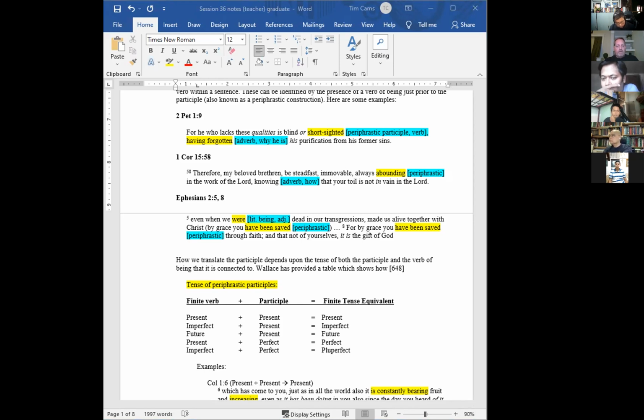How you translate it depends upon the combination of the finite verb of being and the participle. So if I have a present tense verb of being and a present tense participle, I translate it as a present tense verb. If I have an imperfect verb of being, I translate it as imperfect. If I have a future verb of being and a present tense participle, I translate it as future. If I have a present tense verb of being, which was the case in Ephesians 2:8, with a perfect tense participle, I translate it in the perfect tense. You have been saved. And then there's the very rare situation of an imperfect finite verb of being and a perfect participle.